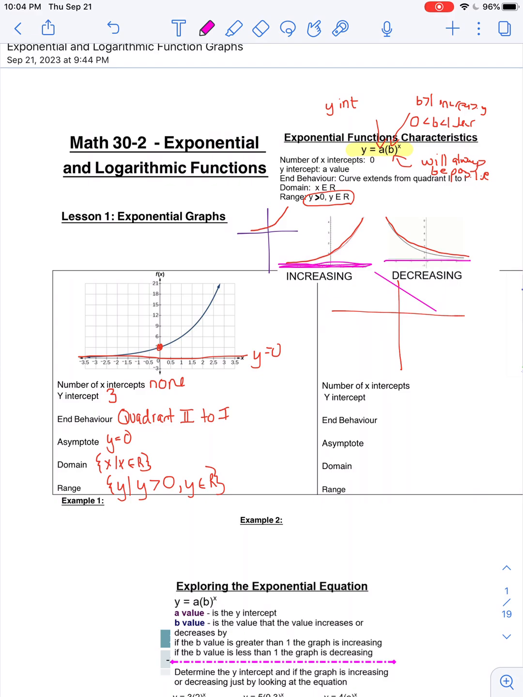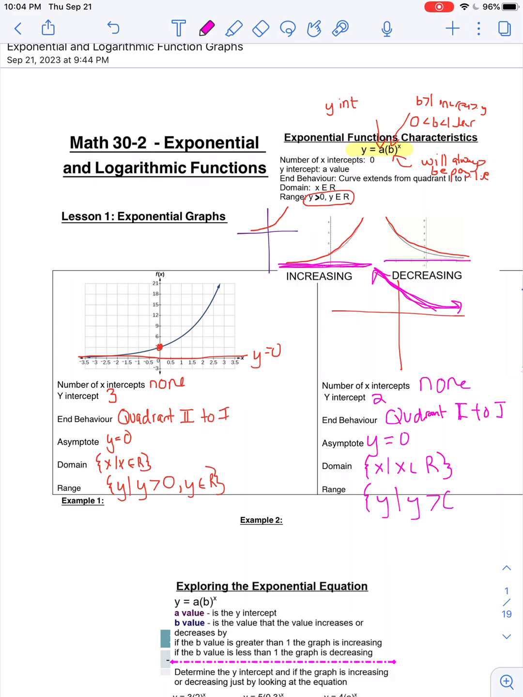Okay, so we can see again there's no x-intercepts because it is a curve that's approaching the x-axis infinitely. The y-intercept on this graph is 2, and then the end behavior is from quadrant 2 to 1. So again, we have that asymptote at the same place at y equals 0, just across the x-axis. So usually we write asymptotes as equations. And then the domain is any real number. And the range is y is greater than 0.